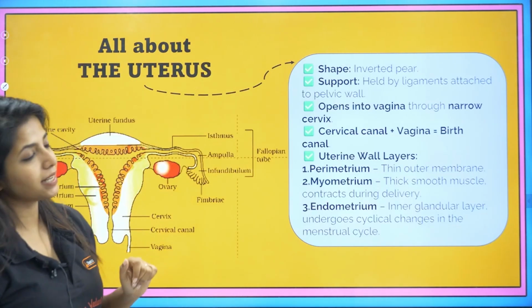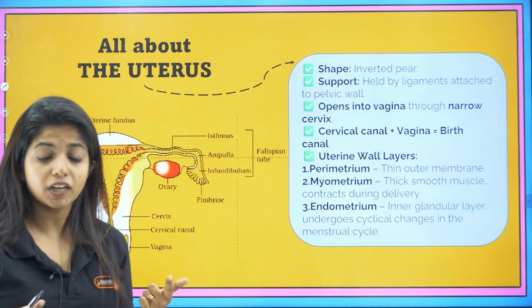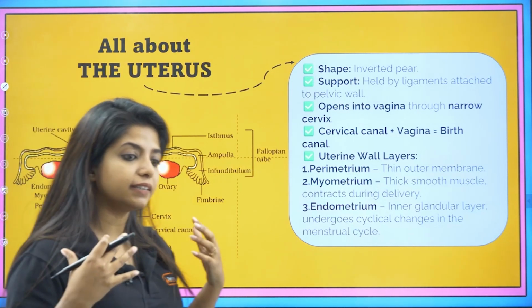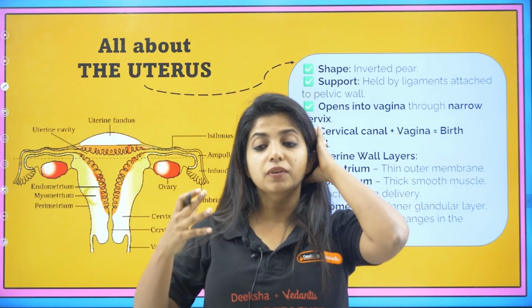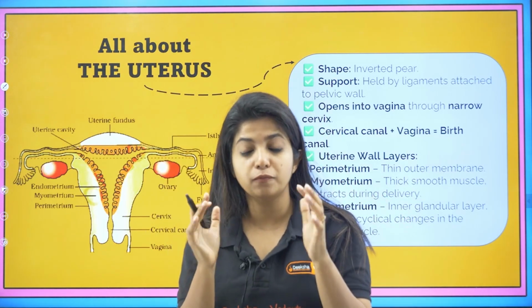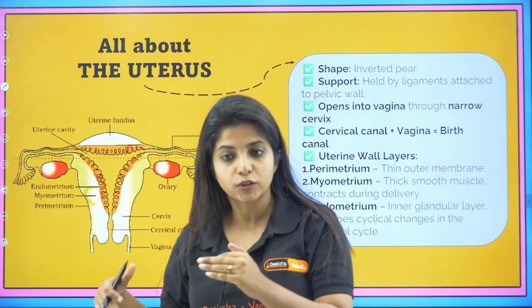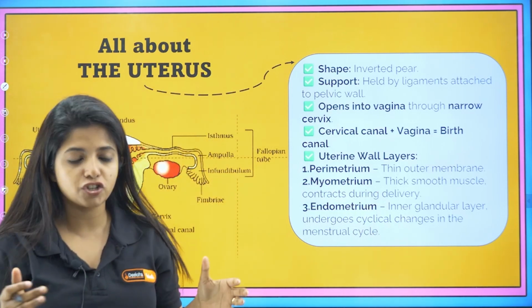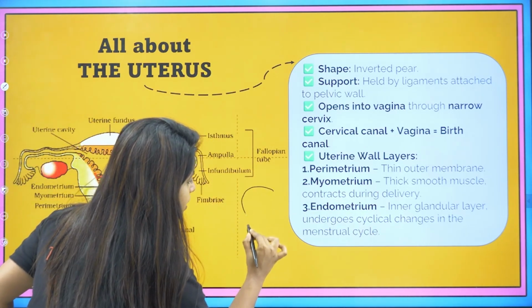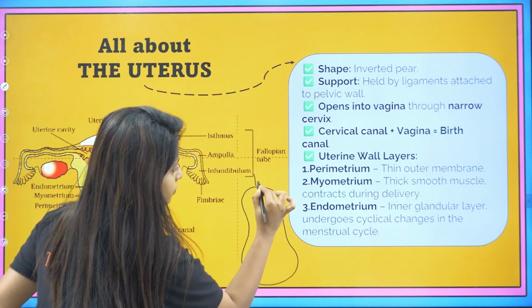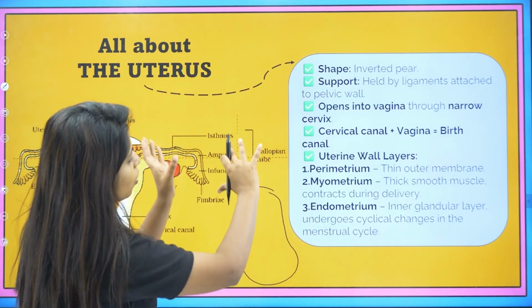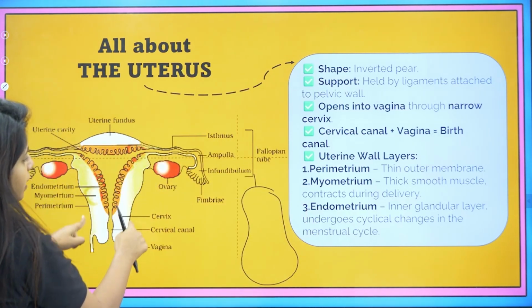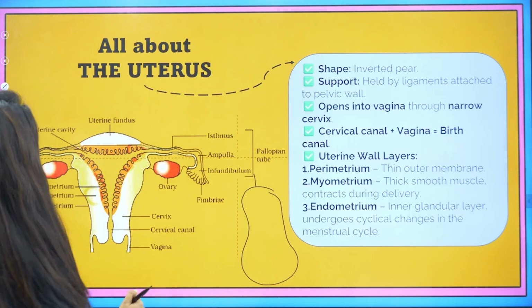Now, going ahead to the next accessory duct, which is the uterus. Why do you call it an accessory duct? Because this is where the sperm come in, and this is where the baby, when it forms completely, will move out. So this is a passage. You say that it is inverted pear in shape. How does a pear look? Pear looks like this, so it is inverted pear, the opposite of it. It looks like this.